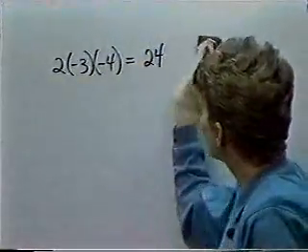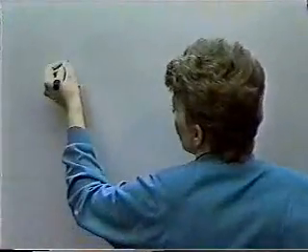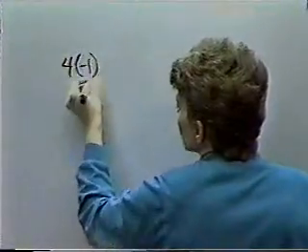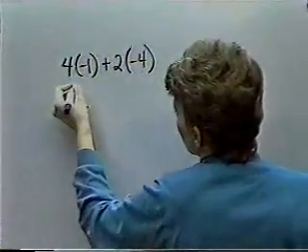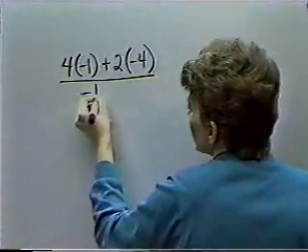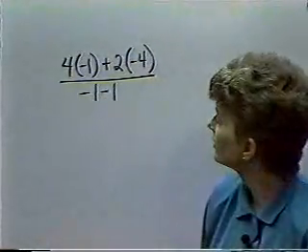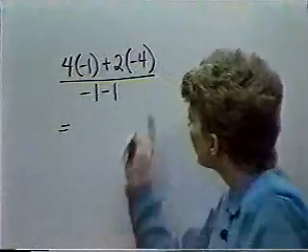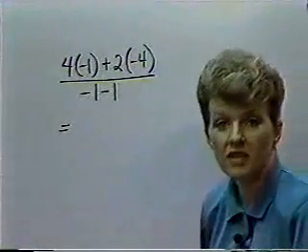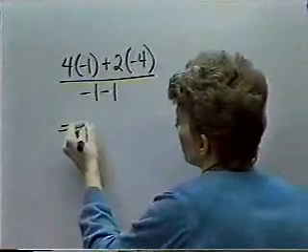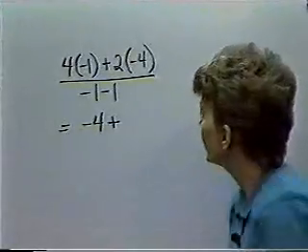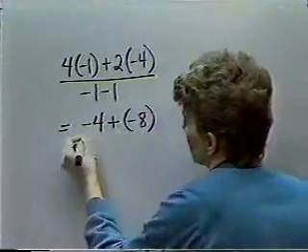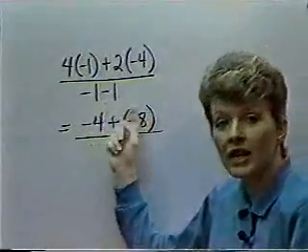Let's try one more example, and then we'll go on to a review of operations on fractions. Let's simplify this: 4 times negative 1 plus 2 times negative 4, all over negative 1 minus 1. Let's begin simplifying. I'll start with the numerator. 4 times negative 1, that would be negative 4, plus 2 times negative 4, that would be negative 8, over negative 1 minus 1.